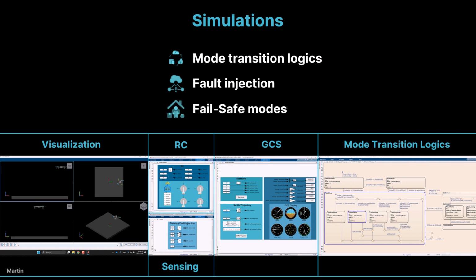To assess system robustness, the simulation includes fault injection such as sensor failure, signal dropout, actuator malfunction, and communication loss. The system's response to these faults is tested by activating fail-safe modes, such as return to home, hover in place, or emergency landing, ensuring continued safety during unexpected events.